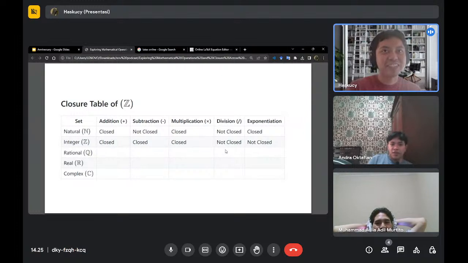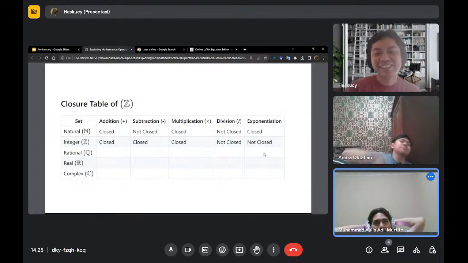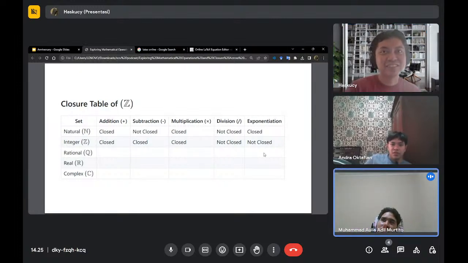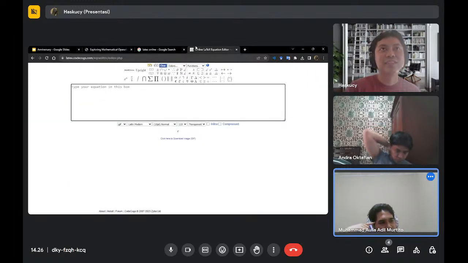So back again, what about this? Is it closed or not? Is it closed? Closed. Okay, how about exponentiation? Now this one is interesting. Hold on, I already gave a hint, I already showed you before. Let me see. 2 power, wait, minus, basically. Wait. Hold on. 2 to the minus 1.